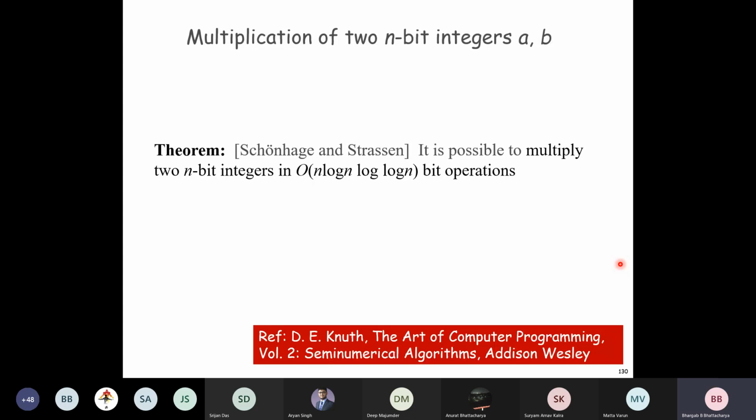Well, so let me stop here today. Next time we'll discuss Booth's multiplication algorithm, and that would finish our discussion on multiplication.